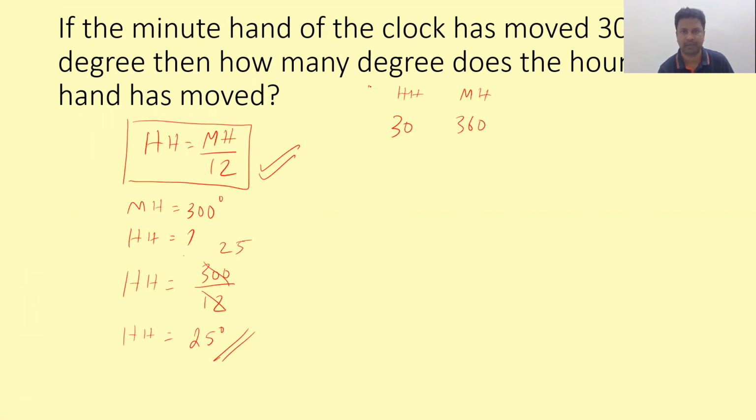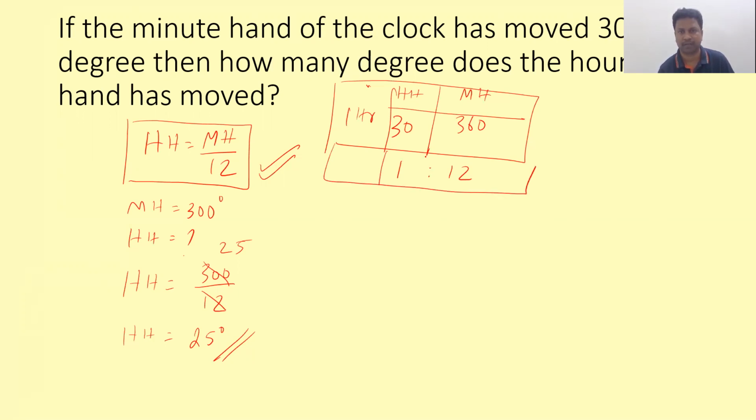So these values are given for 1 hour. In 1 hour, the hour hand moves 30 degrees. In 1 hour, the minute hand moves 360 degrees. So if you make a ratio, it is 1 is to 12. So we can say that in 1 hour, the minute hand is 12 times faster than the hour hand. Okay, so based on this, we are getting this answer.